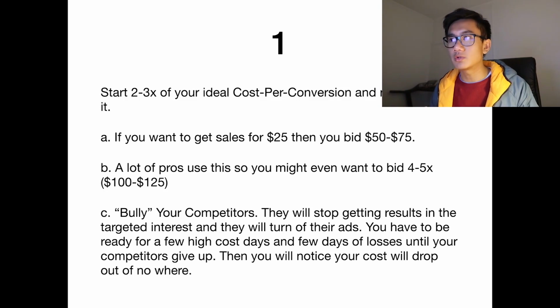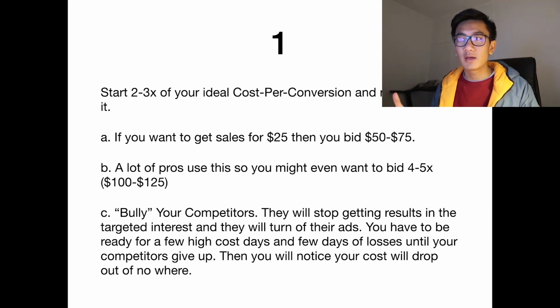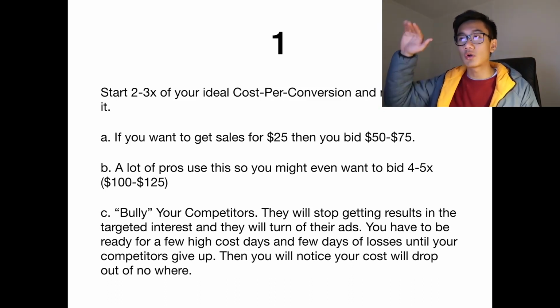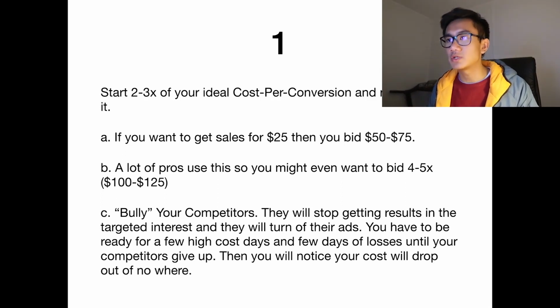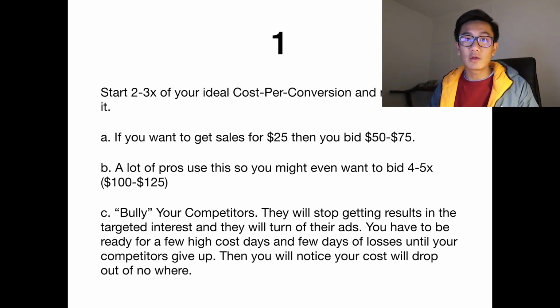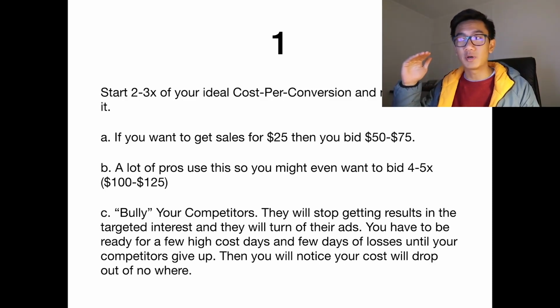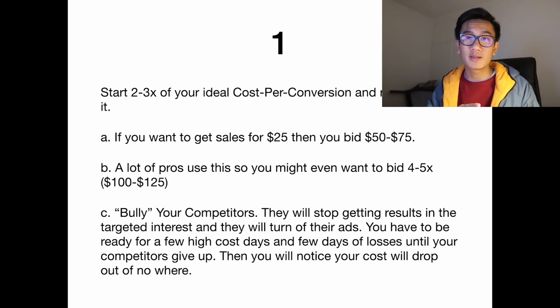They'll stop getting results, because when you're bidding at 50 to 75, you're being fed all the high quality traffic, and all your competitors will no longer get any sales or any traffic that is of quality, and their cost per conversion will just shoot through the roof. Your competitors will stop getting results with the interest they target, and eventually they'll just turn off their ads as it becomes unprofitable and they aren't getting sales. You have to be ready for the first few days of high cost per purchase and losses, negative ROAS, until your competitors give up.